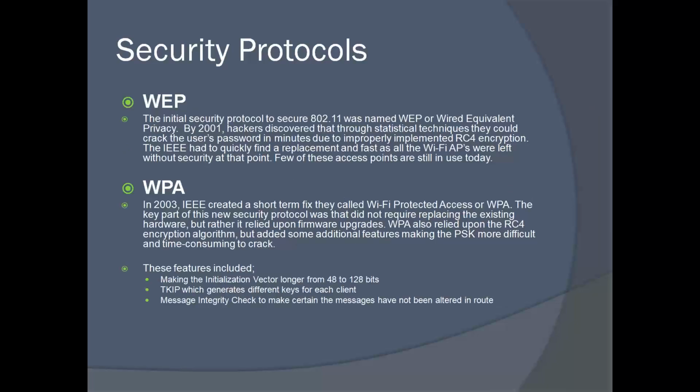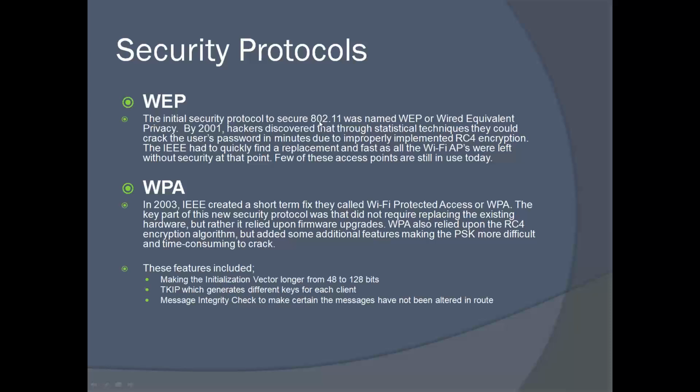Security protocols. Once again, just laying out the foundations here. WEP, or Wired Equivalent Privacy, was the original, the initial security protocol to secure 802.11. 802.11 is basically the IEEE designation for Wi-Fi. IEEE is the body that sets up all the standards for radio transmissions.